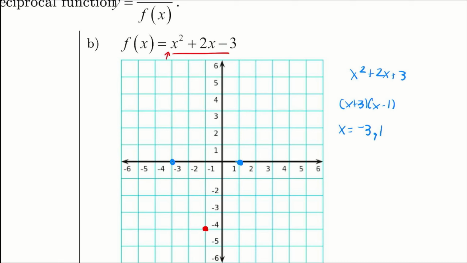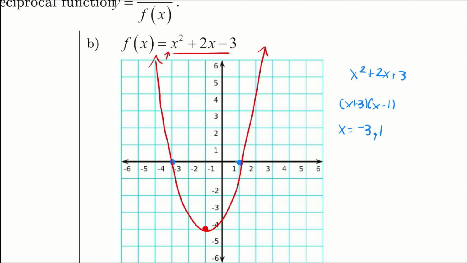And I like to graph the original because it gives you a reference to see what you're doing, as it's easier to graph from a graph than graph from scratch, especially with these reciprocal function ones. So it'll look something like this. It's not perfect, but it'll do for now.